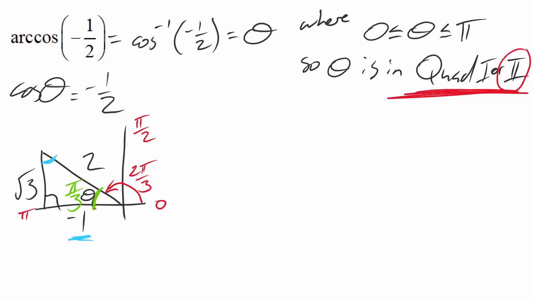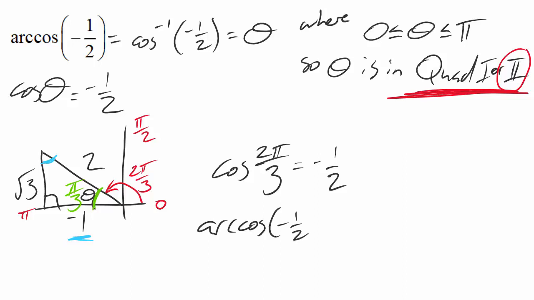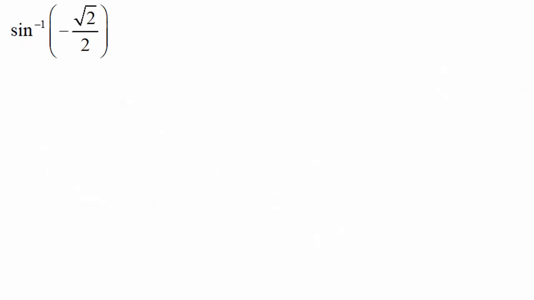So we can verify that cosine of 2 pi over 3 is in fact equal to a negative 1/2. So what that means is that our cosine of negative 1/2, or if you'd rather write it as the inverse cosine of negative 1/2, has got to be that angle 2 pi over 3.